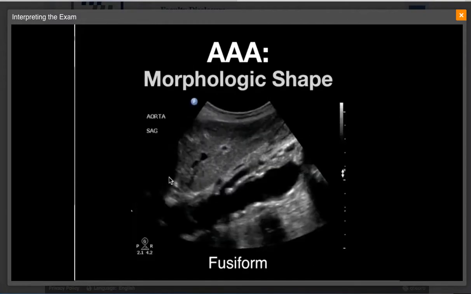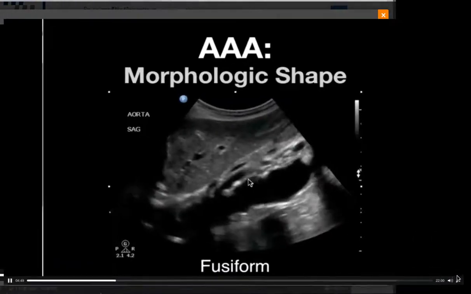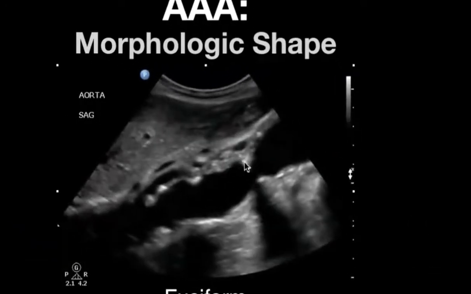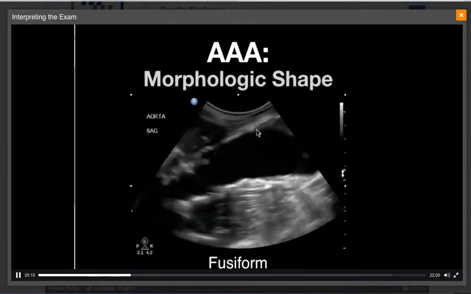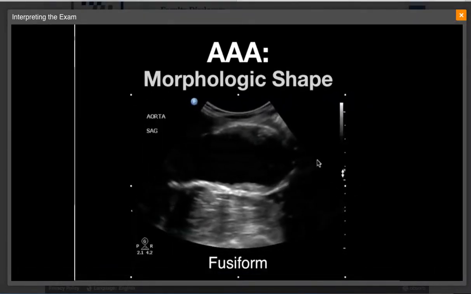Let's take a look at the morphologic shape of the AAAs. Fusiform aneurysms are the most common type. They will appear sonographically as symmetric enlargement of the abdominal aorta secondary to a circumferential weakness of the aortic wall. And what you'll notice with the fusiform aneurysms is that the transition point from normal to aneurysmal formation is gradual, as you can see here on this sagittal plane. You go from no aneurysm to gradual formation of the aneurysm.